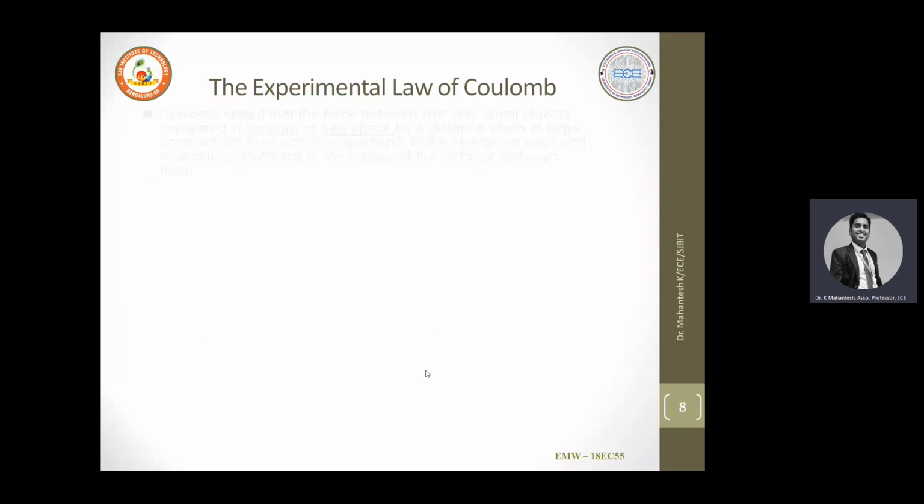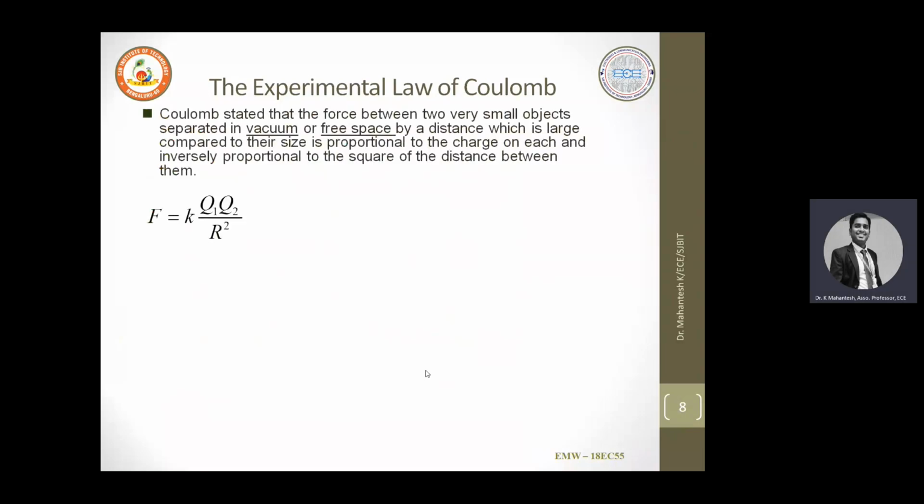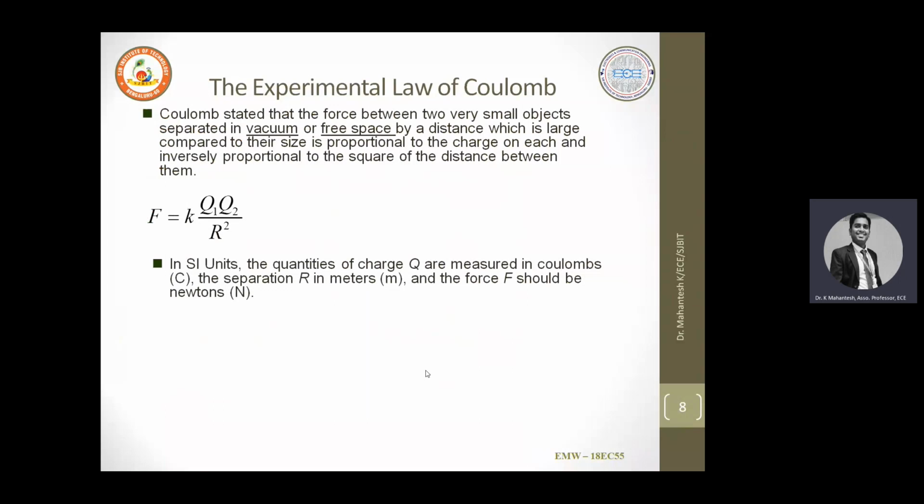I repeat, Coulomb stated that the force between any two very small objects separated in vacuum is directly proportional to the charges Q1 and Q2 and inversely proportional to the square of the distance between them. Here you can see Q1 and Q2 are positive or negative charge quantities. R is the separation and K is a proportionality constant.